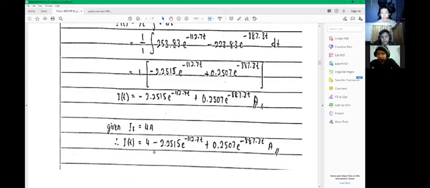So the final answer for i(t) overdamped is 4 minus 2.2515 e to the power of -11.70t plus 0.2507 e to the power of -7.338t. So next is critically damped.